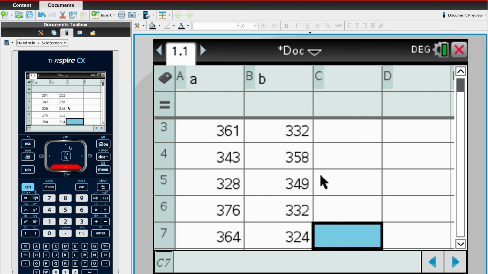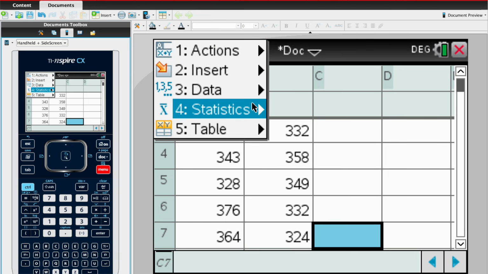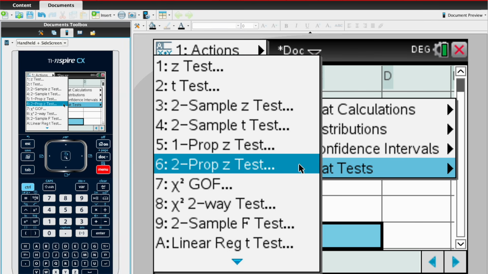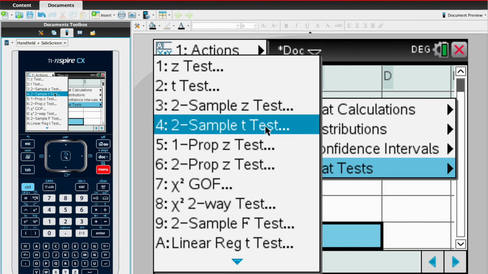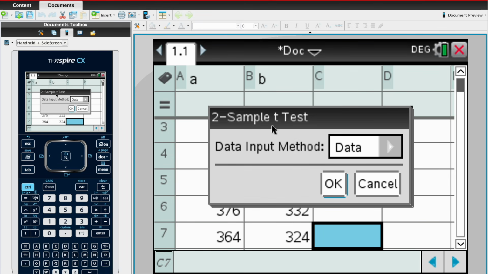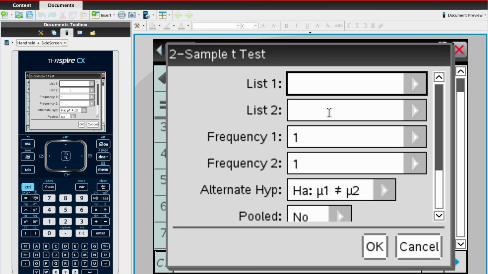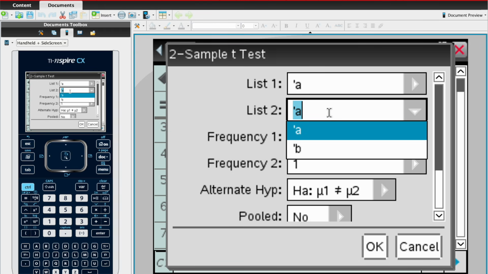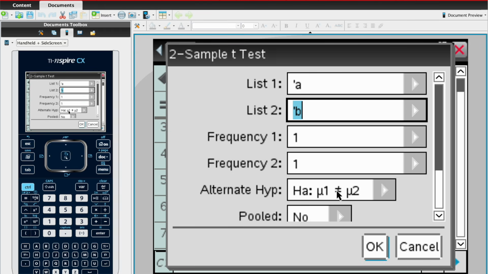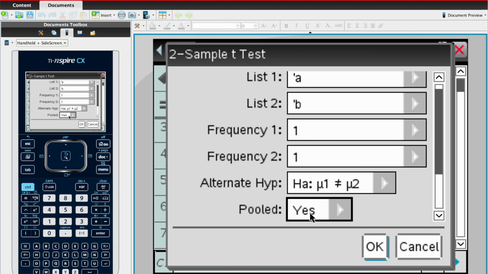Alright, let's run a t-test here. So menu, statistics, stat tests, and we want to do 2 sample t-tests. He took a sample from machine A and from machine B. So list 1 was in A, list 2 was in B. Null hypothesis is already set. This is correct. mu1 does not equal mu2. And then pooled, we always, in AISL, always say pooled is yes. This is that equal variances and normally distributed populations. So pooled is equal to yes.